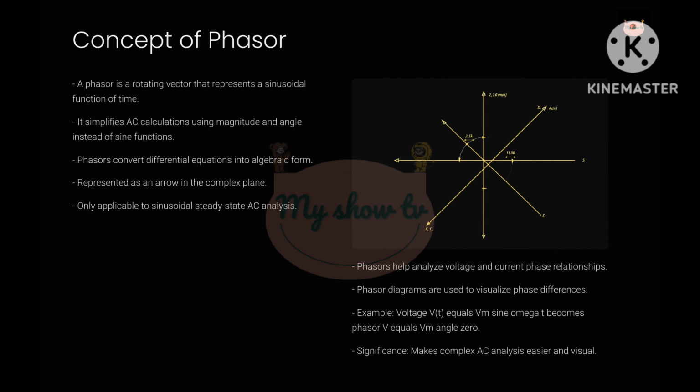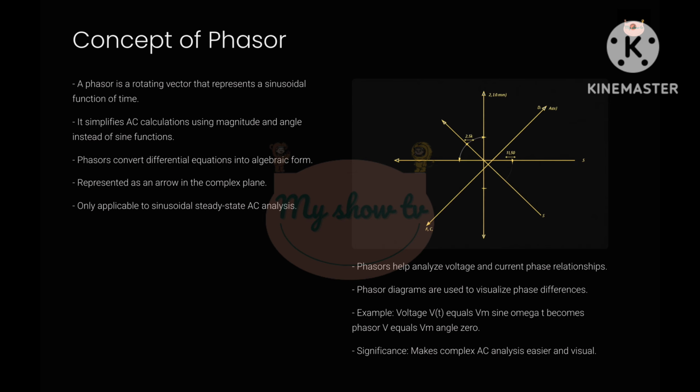Slide 1. Concept of phasor. Let's begin by understanding what a phasor is. A phasor is a way to represent sinusoidal alternating current or voltage as a rotating vector in a complex plane. Instead of working with sine and cosine functions every time, we simplify them by converting them into vectors that rotate at a constant angular speed. This helps make AC analysis easier.